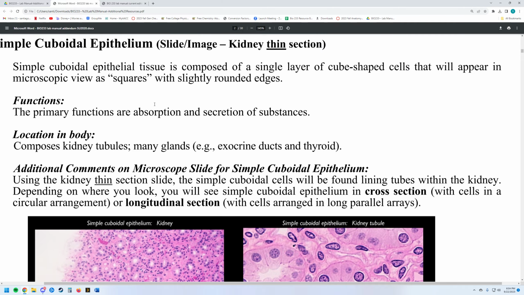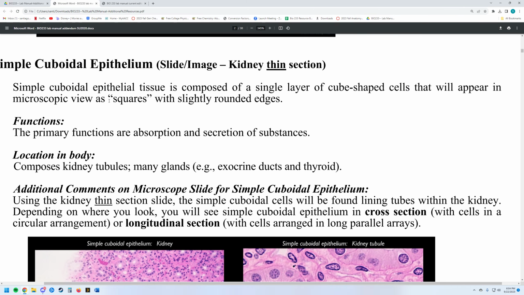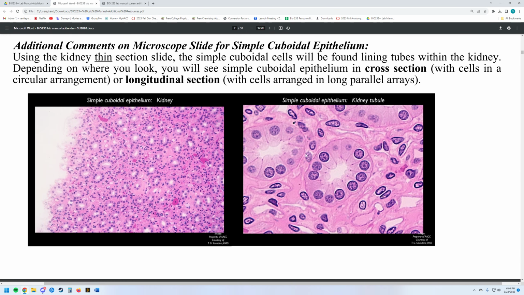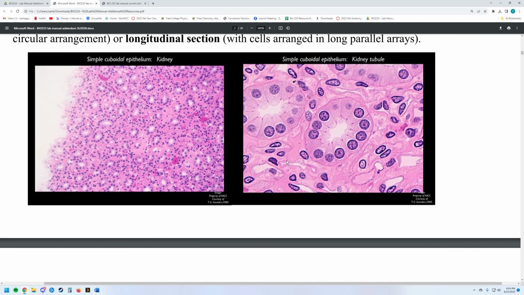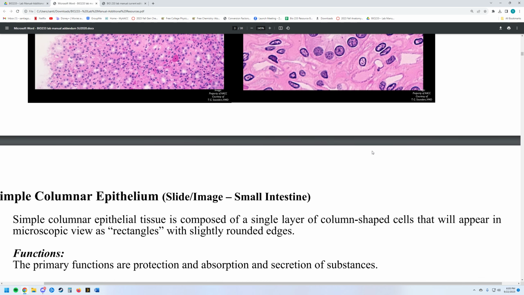View as squares with slightly rounded edges. I don't know, man. It's kind of rectangular. My thing is, how do we know that's not like a columnar that's going down, right? That looks like a columnar to me. It's longer than it is wide. I don't know.